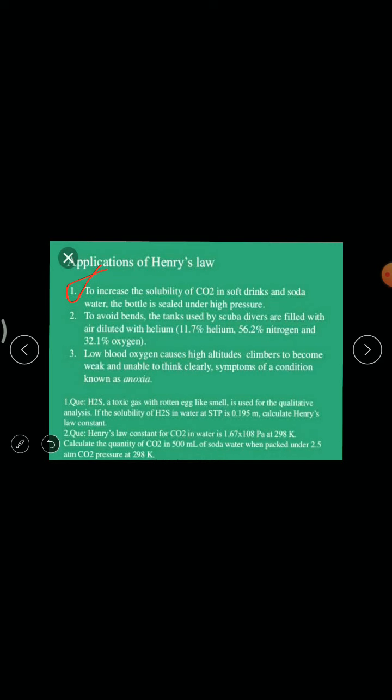To avoid bends, the tanks used by the scuba divers have their cylinders filled with oxygen and nitrogen. When they get underwater, the pressure underwater is higher than the pressure above the ground. When they go underwater, they do scuba diving. The oxygen gets into their cells, but the nitrogen is present in their body freely. And hence the pressure is high underwater, therefore its solubility also increases and it gets into the body.